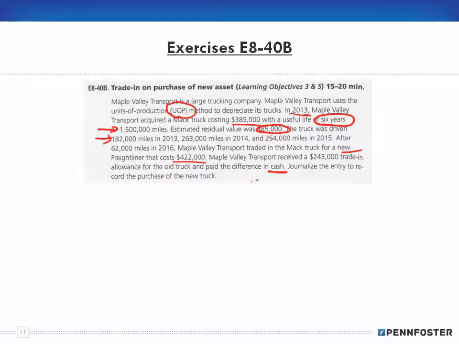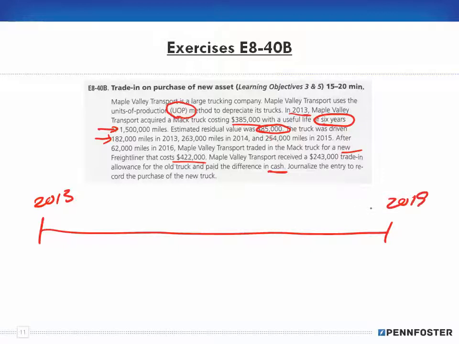Okay, so let's just timeline this out. In 2013, they acquired a truck for $385,000 with a useful life of 6 years. So that's 2019. Let's see, that's 14, 15, 16, 17, 18. So 385,000 is what he paid. Useful life of 6 years. Units of production is how it's depreciating.